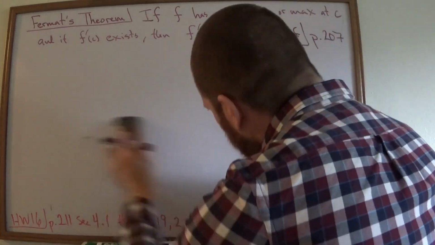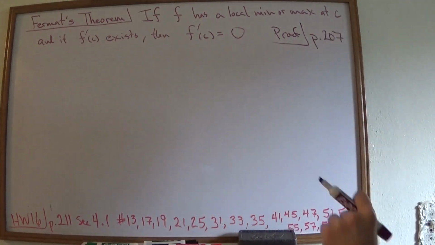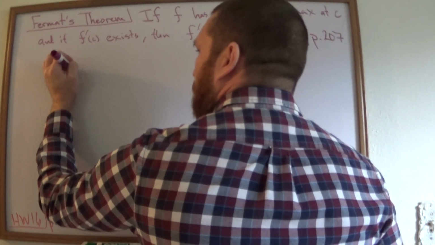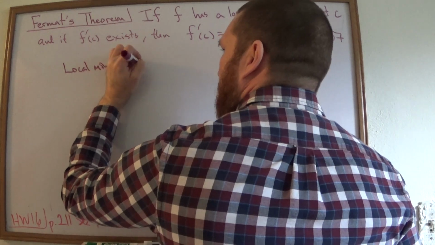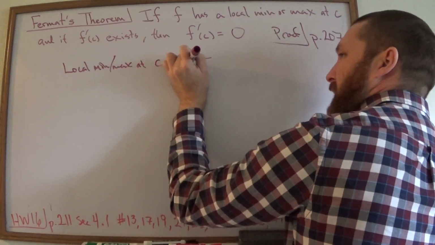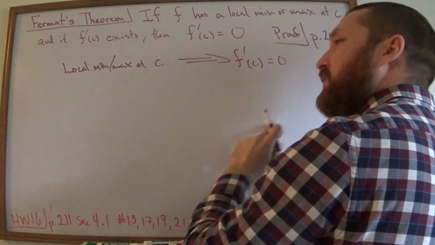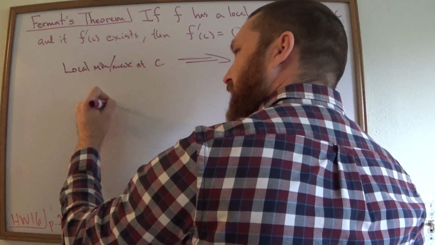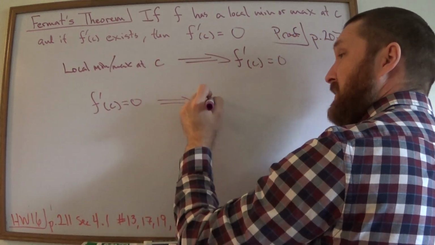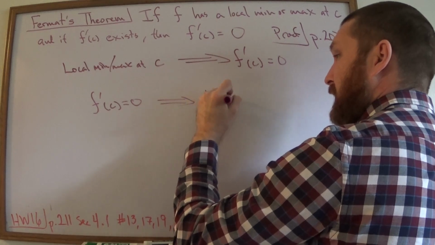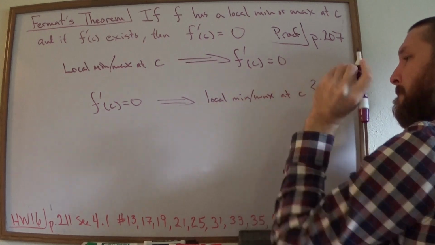Now, but be careful, because check this out. What this says is that if you have a local min or max at c, then f prime at c is equal to 0. Do we get it the other way around? If f prime of c is equal to 0, then does that mean that we have a local min or max at c?